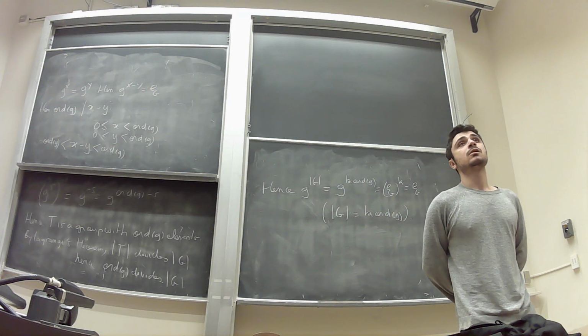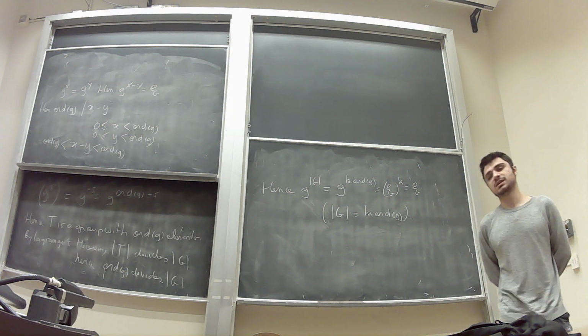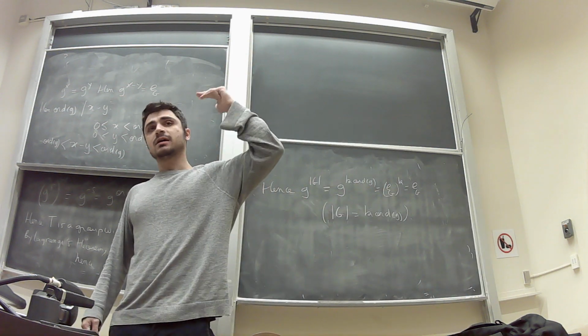Yes or no? No. Suppose I have a group of order 11. What are the possible orders of elements? 1 and 11. Very good. If I have a group of order 6, what are the possible orders of elements of a group with 6 elements? 1, 2, 3, and 6.